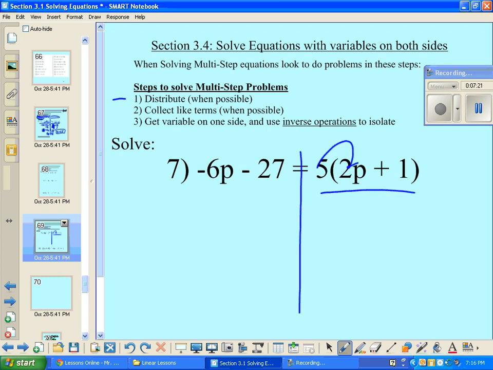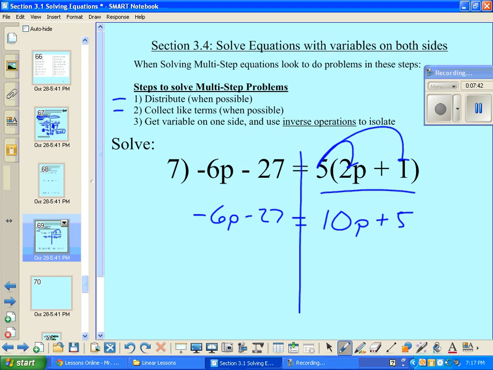I can take 5 times 2p and 5 times 1. So what will I get in that case? 5 times 2p gives me 10p. 5 times 1 just gives me 5. So on the right side, I have 10p plus 5. On the other side, I still have negative 6p minus 27. So I just bring that stuff down to my next line. And I've taken care of step 1.